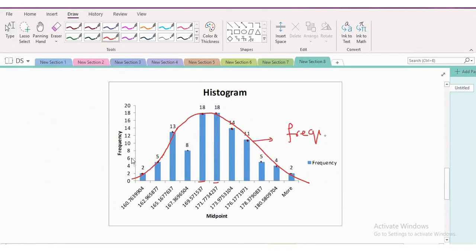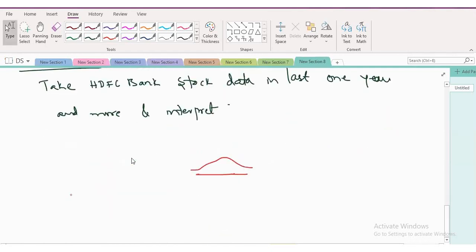All are with me? This curve is called the frequency distribution curve. Very, very important. Frequency distribution curve: how the frequencies are distributed for each value. What is the meaning of this? Frequency distribution curve.